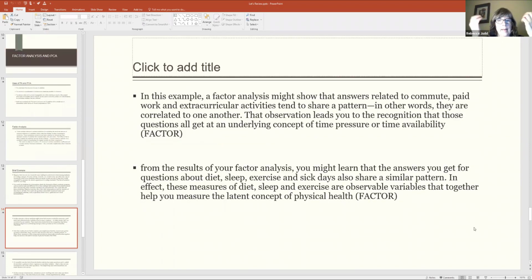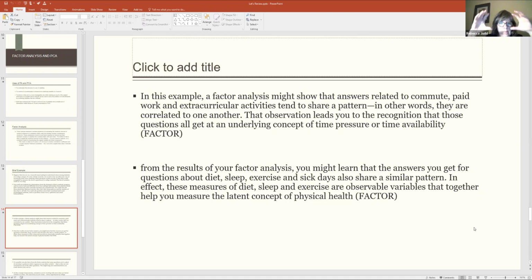So we could use a factor analysis and it would show us that answers related to their commute, their paid work, their extracurricular activities have a pattern. They share a pattern, okay? So they're correlated with one another. So in our sample, these things are correlated with one another. And maybe we determine that the underlying concept, the latent variable that is actually being measured by what they're reporting in terms of their commuting, their paid work, their extracurricular activities, could be seen as time pressure or time availability.